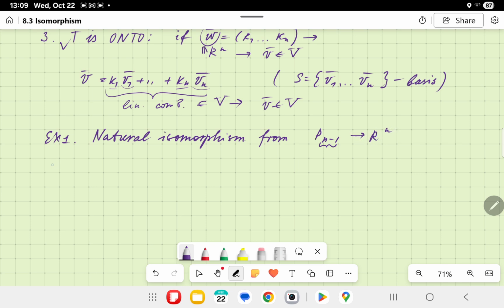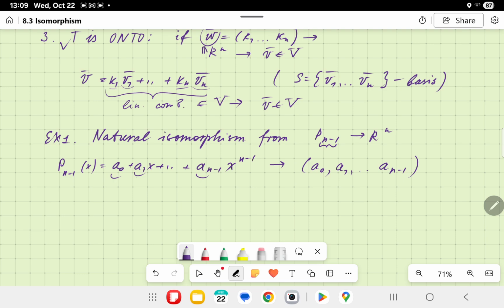So let's consider a polynomial of degree n minus 1, which is going to be a0 plus a1x plus ... plus an minus 1 x to the power of n minus 1. We are going to have n coordinates here, right? So if we just use these coefficients as coordinates, that's going to create the so-called natural isomorphism.